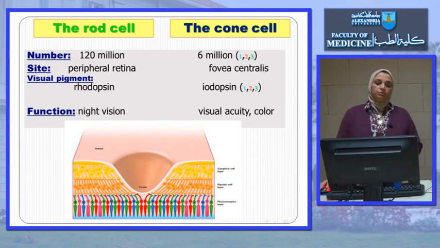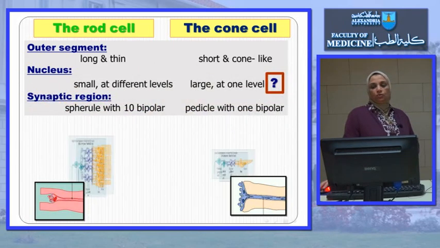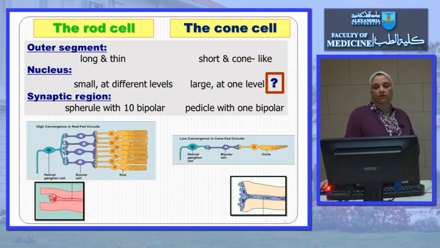This is again the shape to show the most important differences. The outer segment is cylindrical and tall in the case of rods, while it's triangular and short in the case of cones. The nucleus is present at different levels in the rod, and is small and dark, while in the cone it is large and present at one level, at the level of the outer limiting membrane.